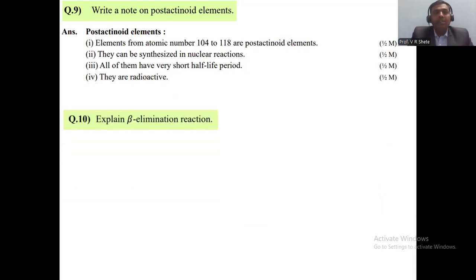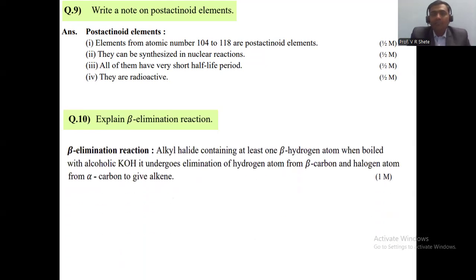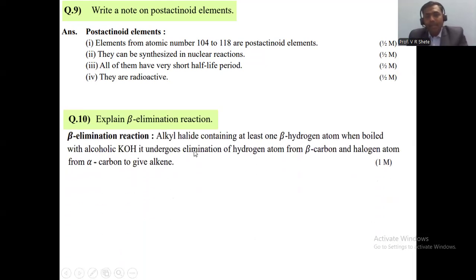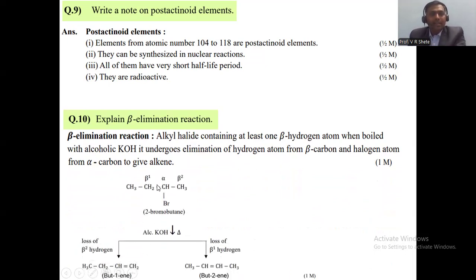Next question, what is the beta elimination reaction? It is any reaction in which beta hydrogen is eliminated under basic conditions, that is, alcoholic KOH acts as a base. Here in this reaction, if you observe, there are two types of beta.